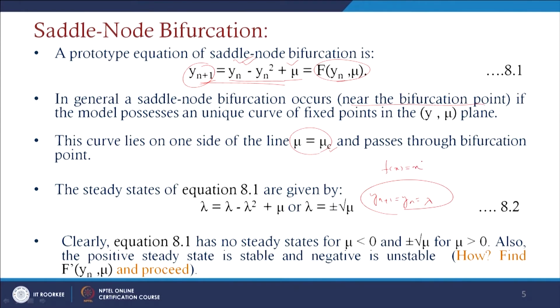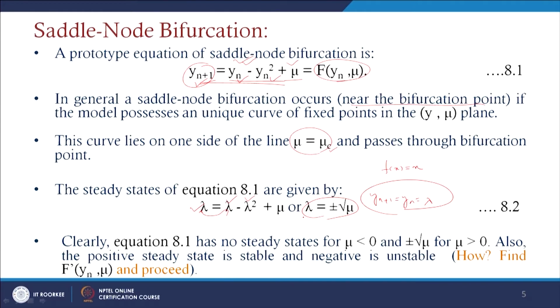In that sense, if you use this lambda in terms of y n plus 1 and y n here, the equation is reduced as follows. Since y n plus 1 can be written as lambda, y n can be written as lambda, and y n square can be written as lambda square, we get lambda plus mu. If you see, then lambda cancels out, and we have the term lambda square equals mu. So, that is why lambda can be written as plus or minus square root of mu.